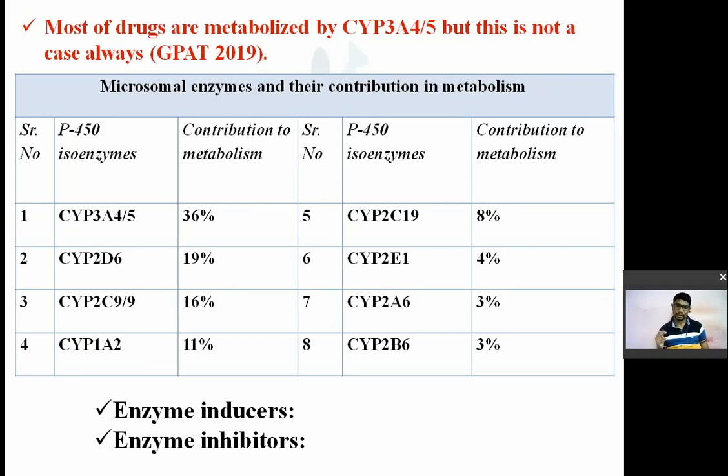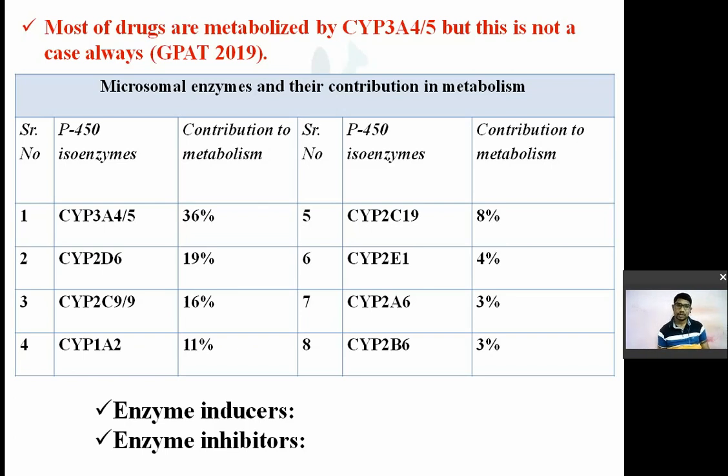So if an enzyme inducer and another drug are given together, it will accelerate the metabolism of the other drug. If an enzyme inhibitor and another drug are given, it will decrease the metabolism of the other drug because of enzyme inhibition and enzyme induction. So this is the phenomenon.